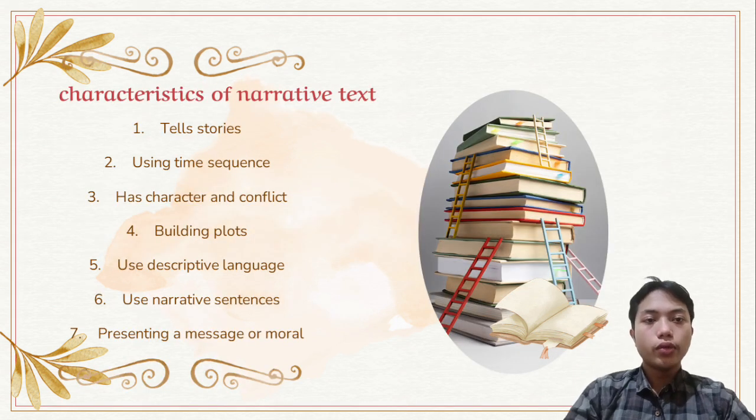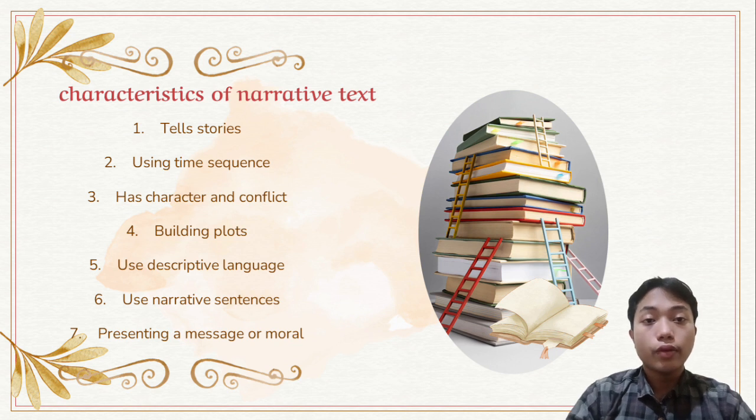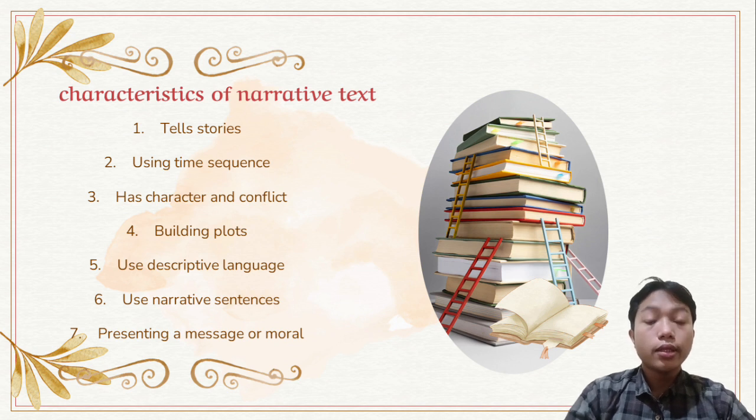Okay, after knowing the definition of narrative text, now I will explain about the characteristic of narrative text. The first is telling a story. Second, using time sequence. Next, has character and conflict. Next, building plot. Use descriptive language, use narrative sentence, and the last, presenting a message moral.